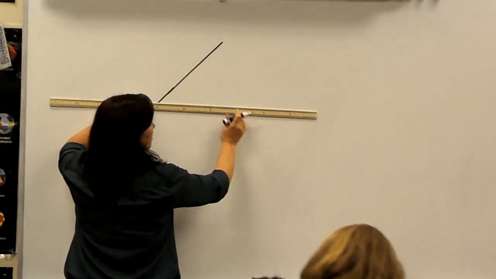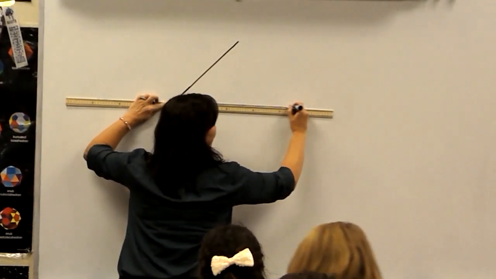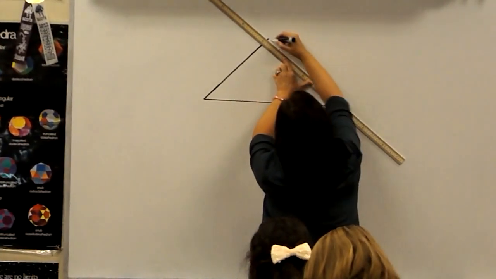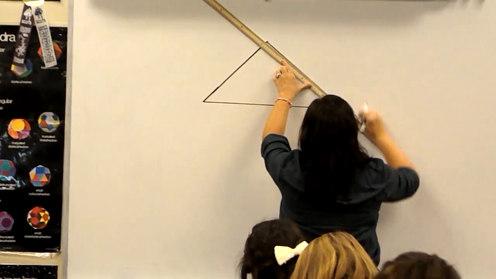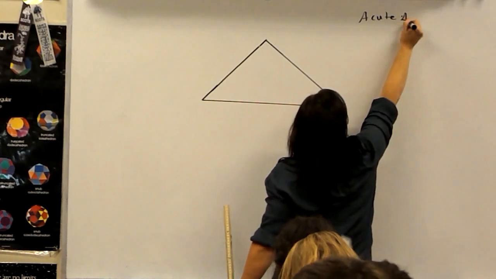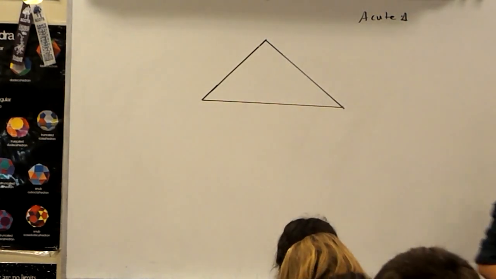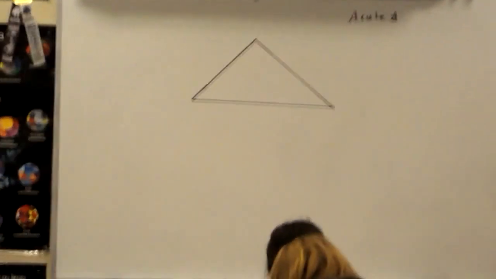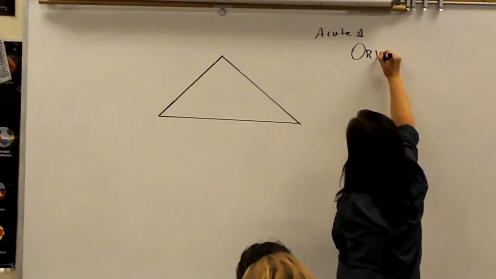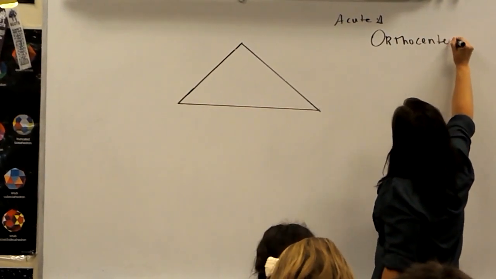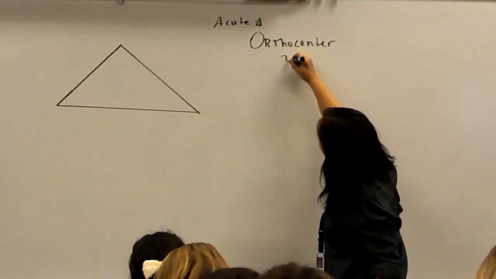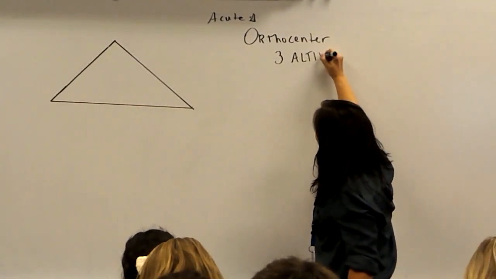Draw a cute triangle that is scalene, which means no sides are congruent. Okay? And our job today is to find the orthocenter. So what we're doing is finding the orthocenter today. The orthocenter is the intersection of three altitudes. So it's the intersection of three altitudes.